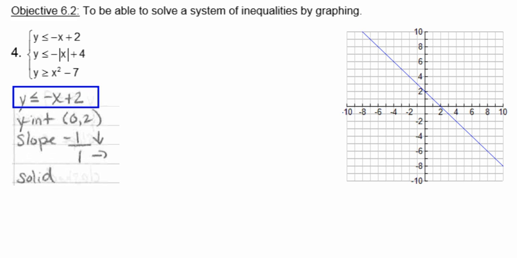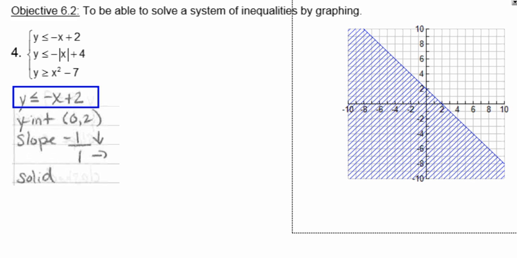Then, once you have the boundary done, we want to pick a test point that's not on it to see if it's true or false, and we always shade on the side that's true. So again, we could take our test point of (0, 0) and put it back into the original inequality. Is 0 less than or equal to 2? That's true, so we're going to shade on the side with (0, 0). That's representing the region of solutions for our first inequality.